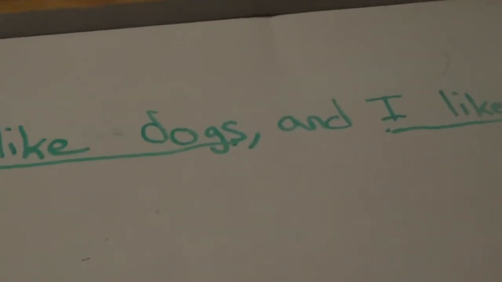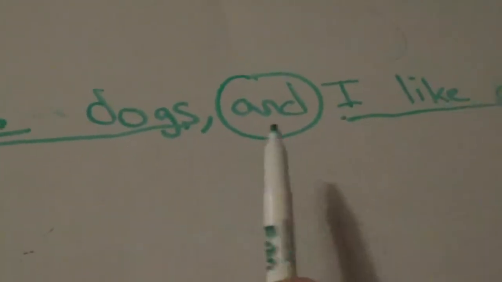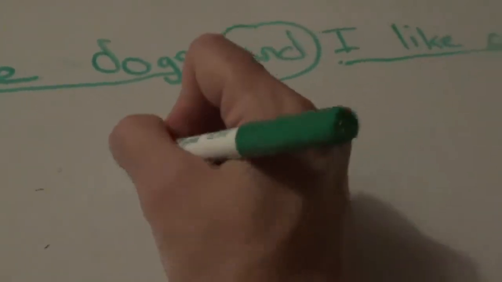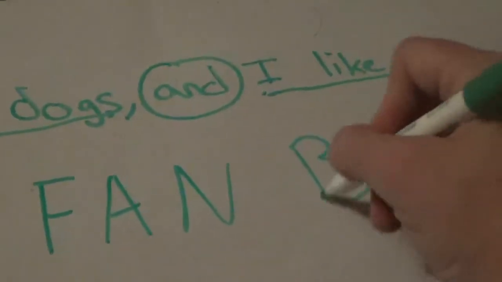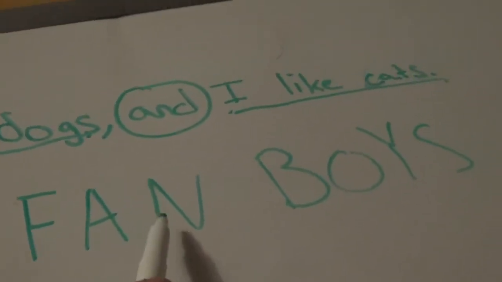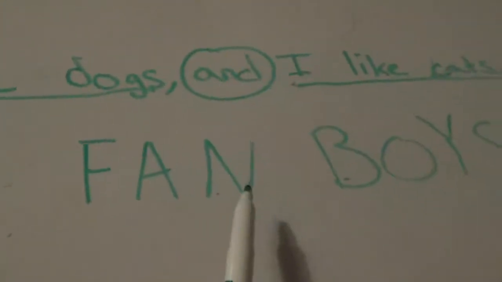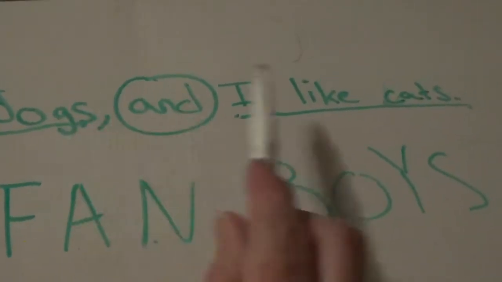We have joined those two clauses with a coordinating conjunction, and. Remember, we talked about the coordinating conjunctions. The memory trick for that is FANBOYS. Our coordinating conjunctions are for, and, nor, but, or, yet, and so. These are the conjunctions that can join two independent clauses to make a compound sentence.